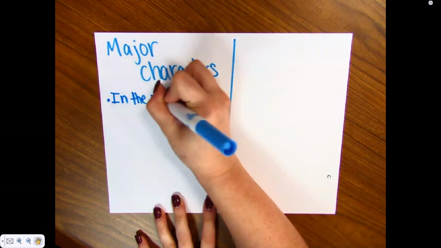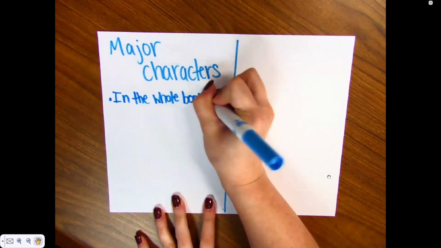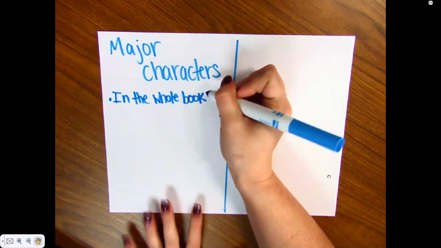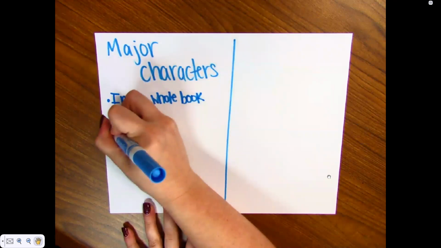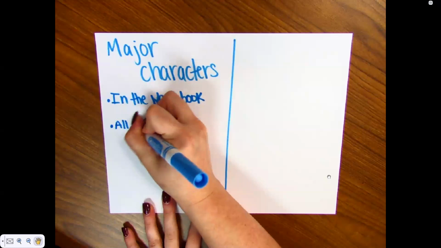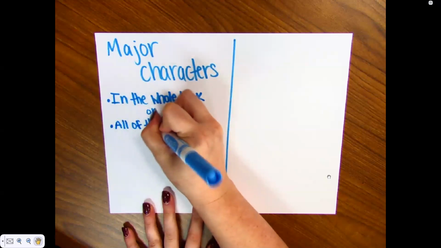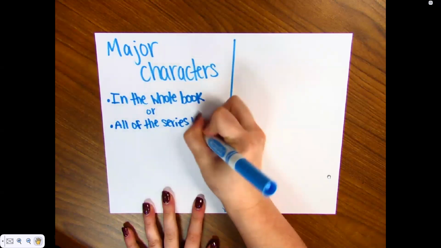So they have to be in the whole book, or all of the series books.